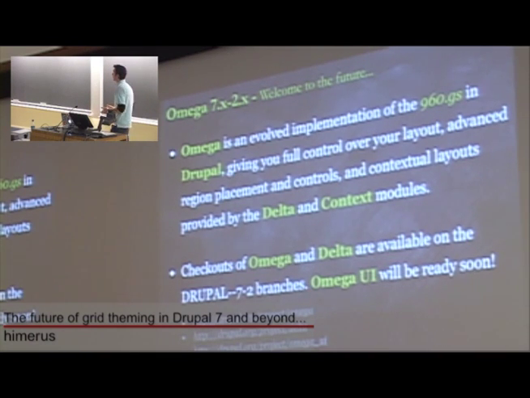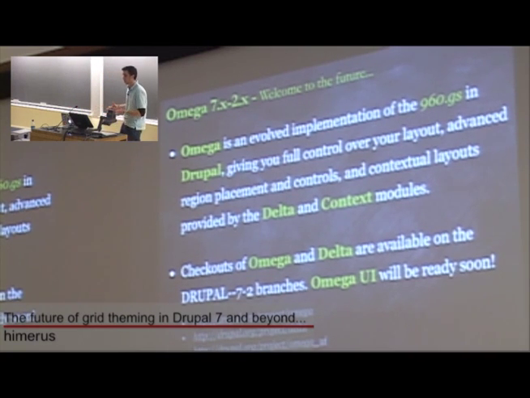So Omega is an advanced implementation of the 960 grid. There were a couple of implementations prior. The 960 theme itself was the first to do such in Drupal, and it basically gave the core framework, but you still had to understand a lot of the back end. You really had to be able to dig in, get into the code to implement your grid template, size things, and lay them out the way you want.